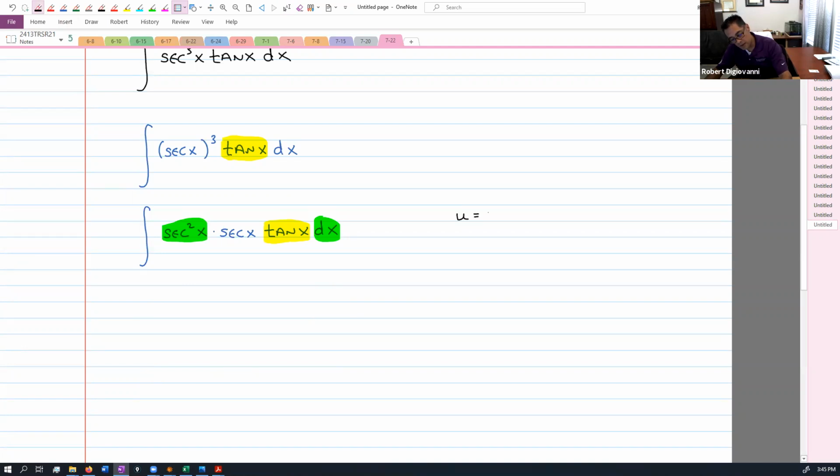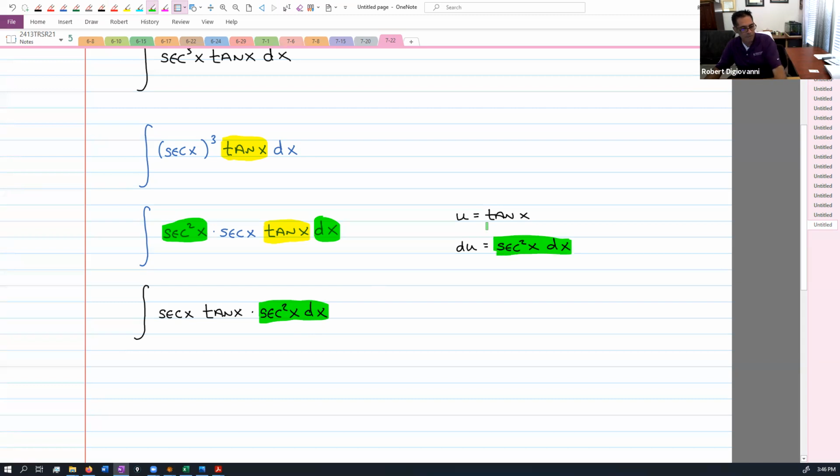U is going to be tangent x. The derivative of that is secant squared x, and then we tack on the dx. So if I rewrite the integral, I'm just going to rearrange things to make them look a little better. We have secant x, we have the tangent x, and then we're going to move that secant squared x dx to the back side of this, so that we see the matching. This matches with this, and this matches with this.